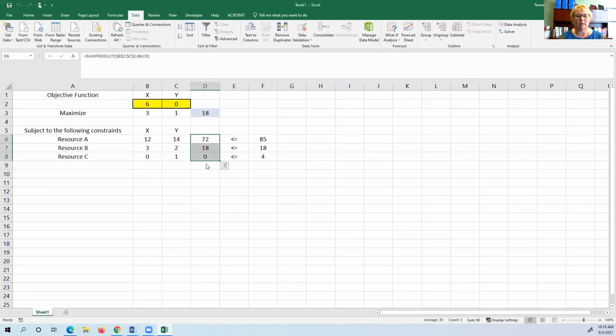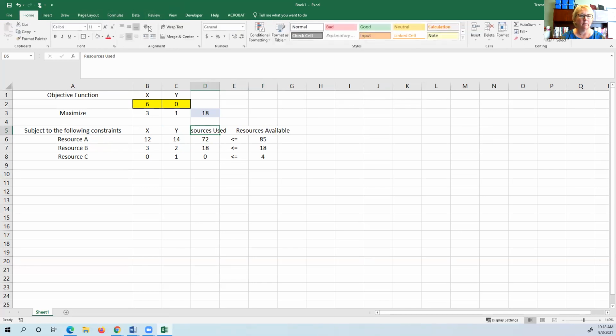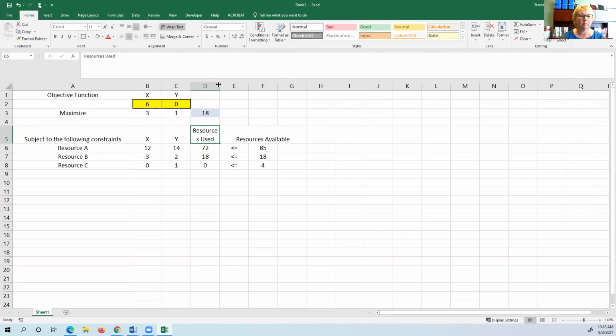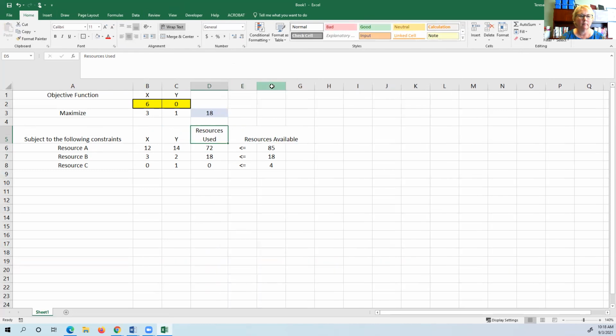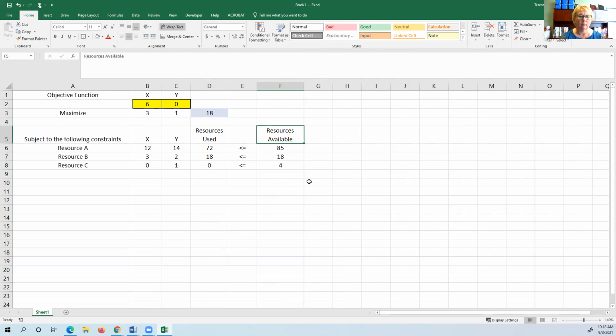The other thing I'd like to do is label this resources used and resources available. Okay. Back to Home and wrap text. Okay. So that finishes our first problem in B, right?